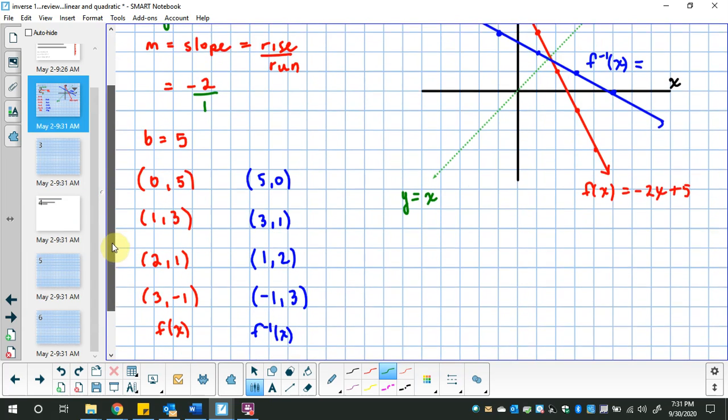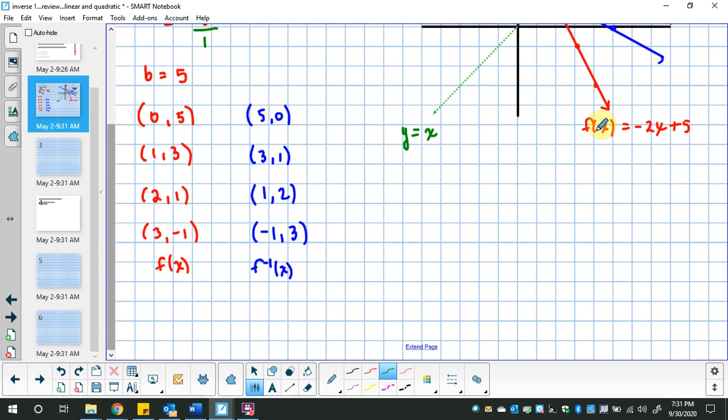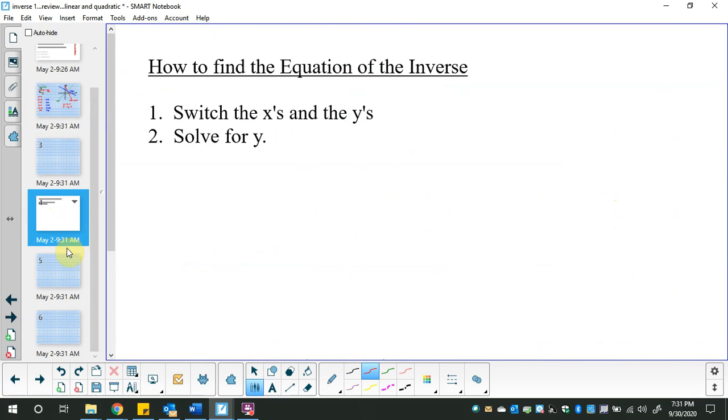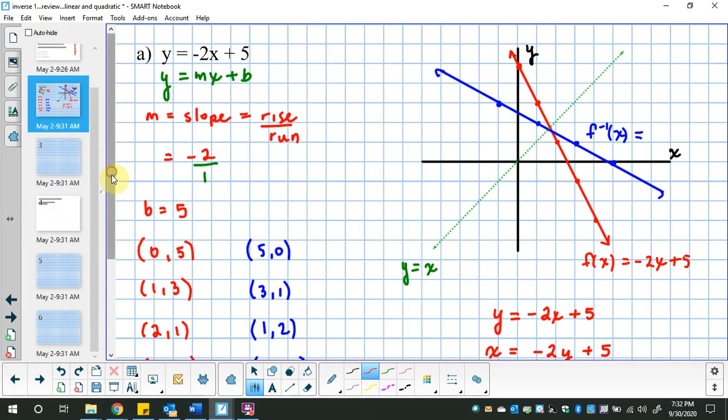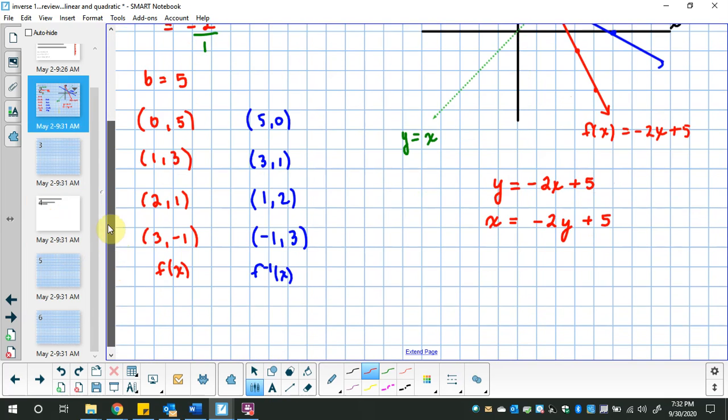So I've got my original equation sitting right here. Step 1 is to switch the x's and y's. So this y turns into an x, and this x turns into a y. That would happen in every spot. And then you solve for y. That means you're going to try to get the y all by itself on one side of the equal sign. And all by itself implies that it's positive.